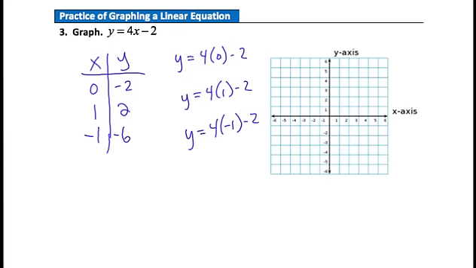So now that I have my 3 values or 3 points, I'm going to go ahead and plot these. So the first one was over 0, down negative 2. The next point was over 1, up 2. And my third or checkpoint was to the left negative 1, so I go left 1, down 6. And again, my points are all lining up there on a straight line, so I have confidence that I've solved this thing. And so you may not have chosen my values, but again, your graph should look like mine.